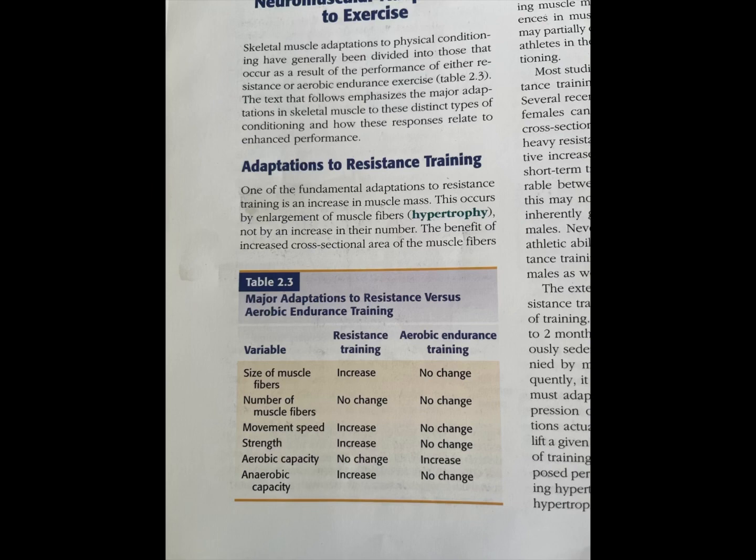Consequently, it has been suggested that neural factors must adapt in some way to allow increased expression of strength. These neural adaptations actually result in less muscle being used to lift a given submaximal load during the early course of training. As a result, greater loading is imposed per unit of muscle, thereby gradually evoking hypertrophy. After 6 to 8 weeks, muscle fiber hypertrophy becomes obvious and clearly contributes to increase in strength.